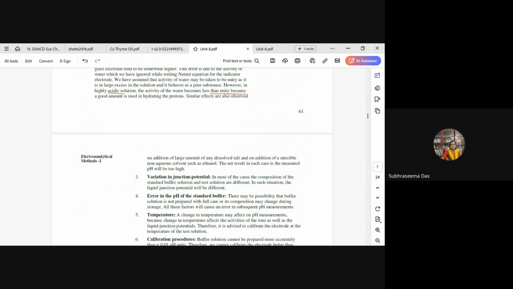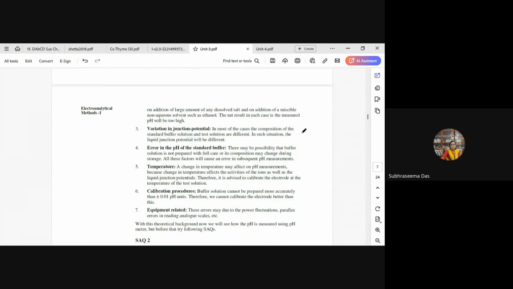One is the alkaline error, another is the acid error, the third is the variation in junction potential. In most cases, the composition of the standard buffer solution and the test solution are different. In such a situation, the liquid junction potential becomes different. As LJP becomes different, the measurement of the pH also varies. Then the fourth point is error in the pH of the standard buffer.